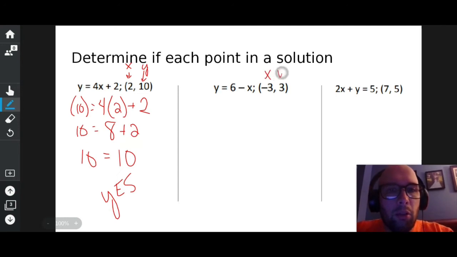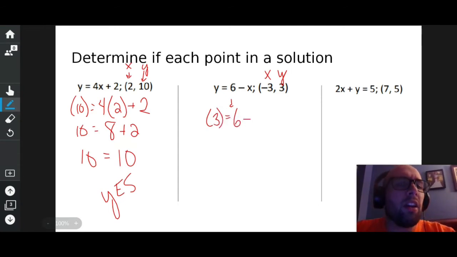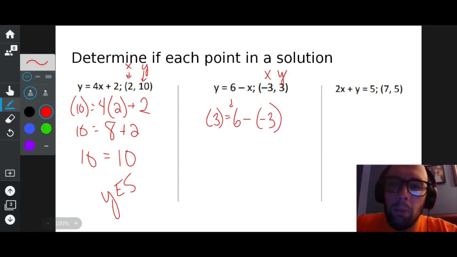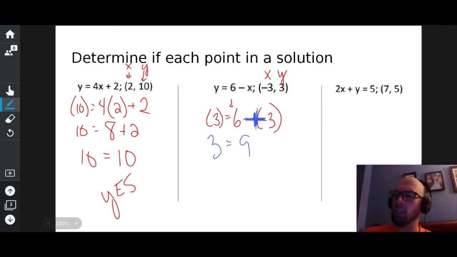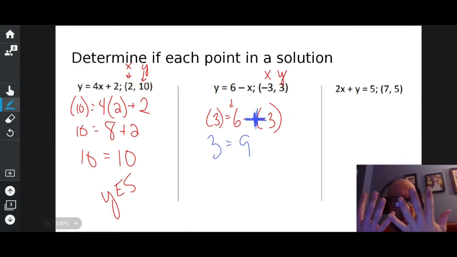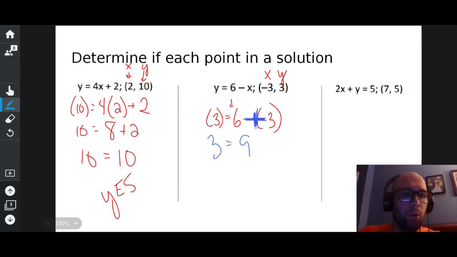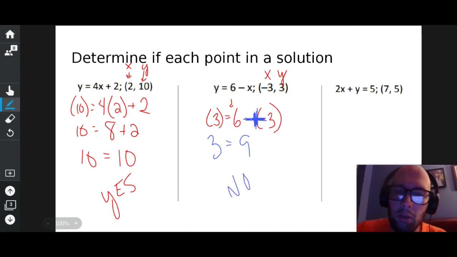You're an x, you're a y. I'm going to rewrite this, but instead of y, I'm going to put 3. 6 minus, and instead of x, I'm going to put negative 3. Well, 3 is 3 on the left. Double negatives become positives. 6 plus 3 is 9. 3 equals 9? That's not true. That's not true at all. No.